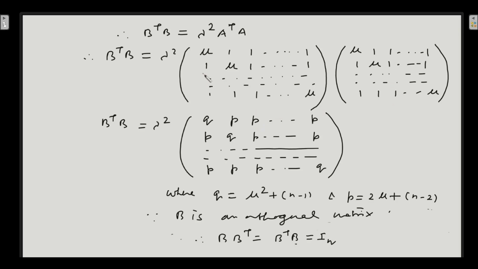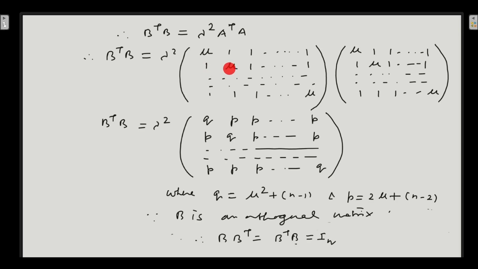So on and so forth. You will continue to move till the last row. Then this first row will be multiplied by the nth column, and the result will be written over here. The first row will get multiplied with this nth column, and the result will be written over here.